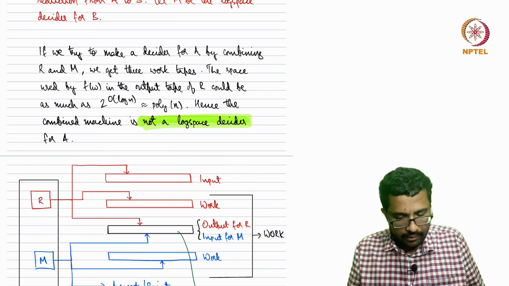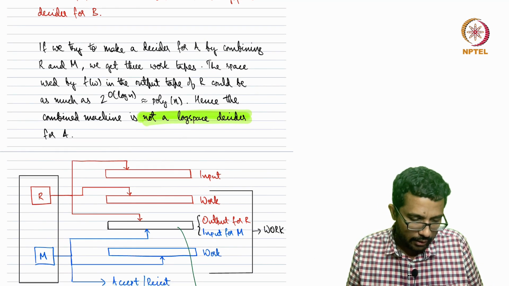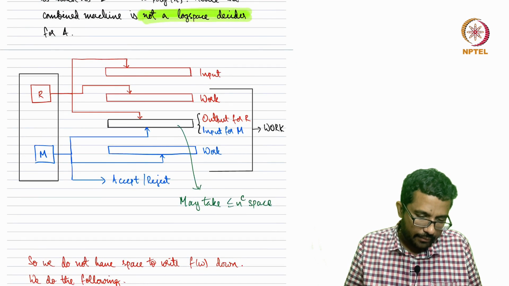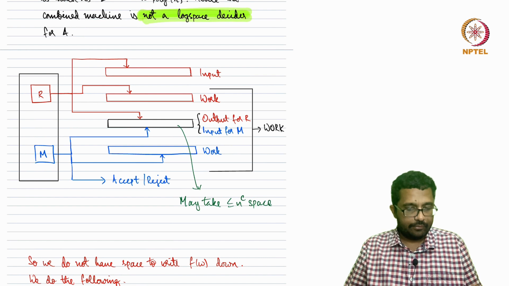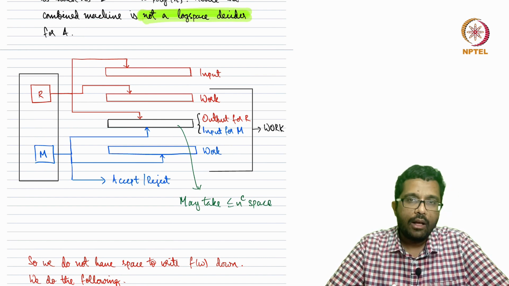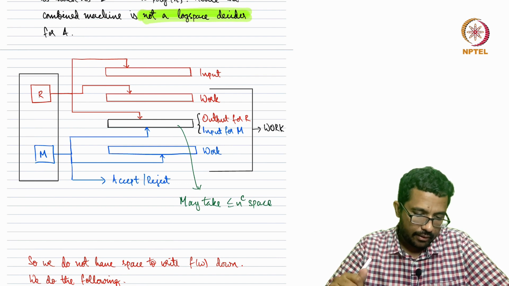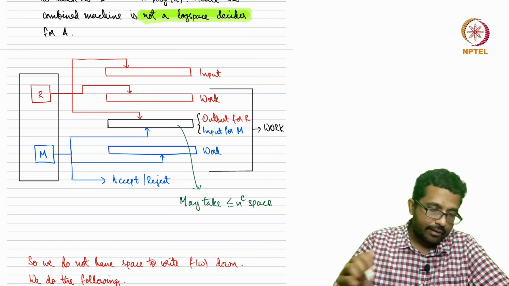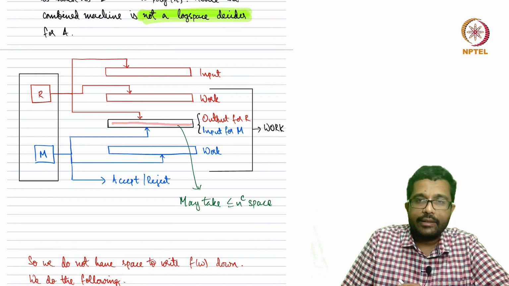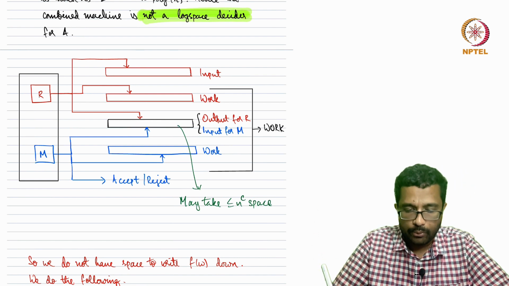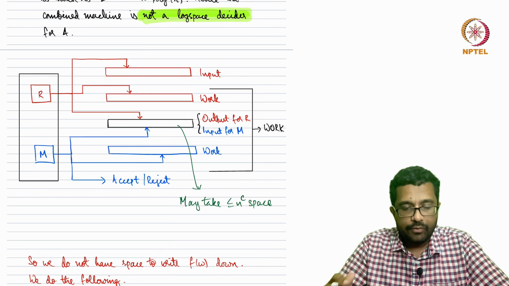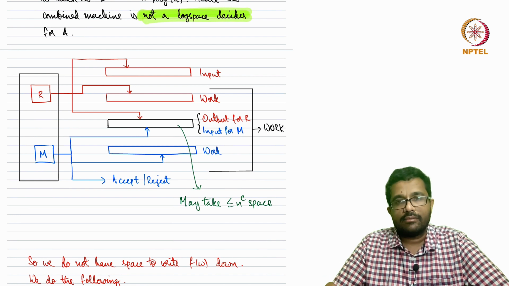So the problem here, if you think, I'll just pause for half a minute just to think about it. The problem here is that we are writing down the entire reduction. We are writing down the entire reduced instance f of w, and that is what takes polynomial space. We cannot afford to do that.